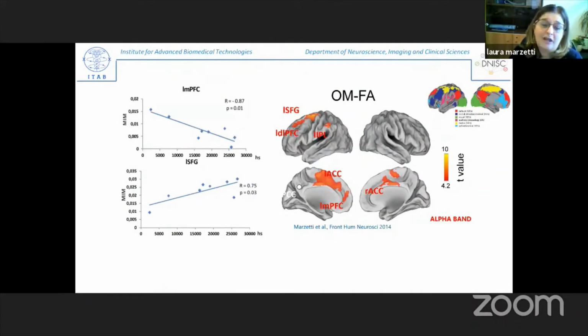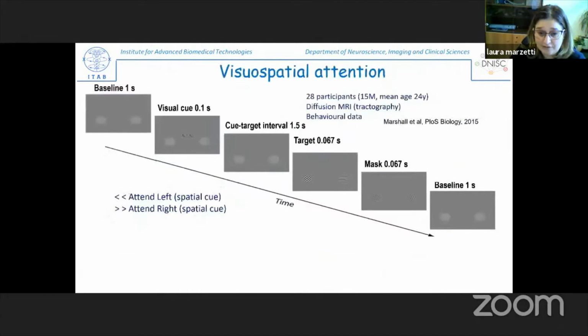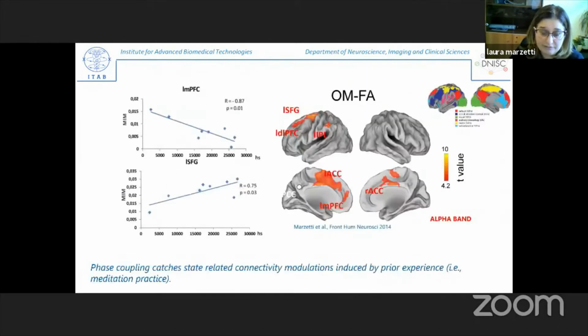And so we observed differences with other nodes in the default mode network, and also with nodes that belong to other networks, such as the frontoparietal network. And what is nice is that depending on the networks, we observe different shapes or slopes of the correlation between the expertise in the monks and our connectivity.